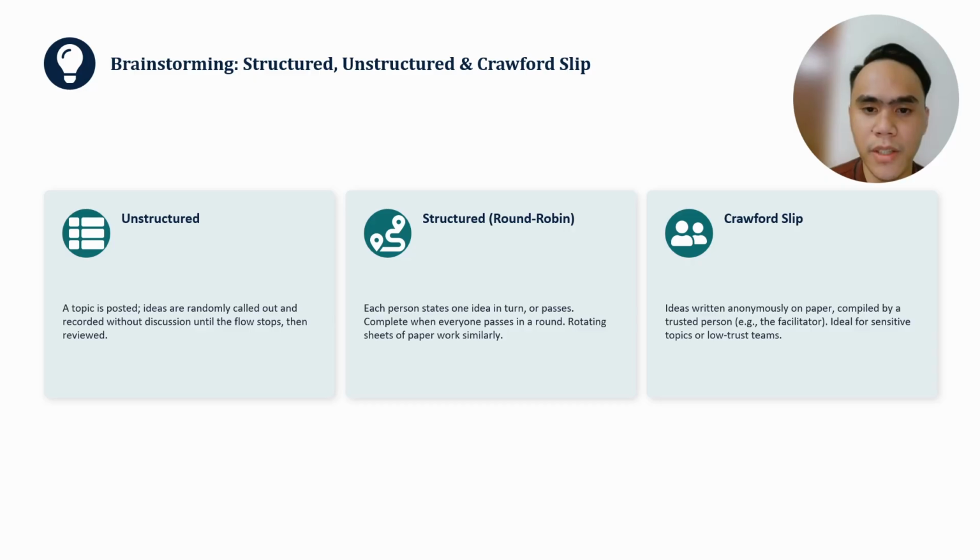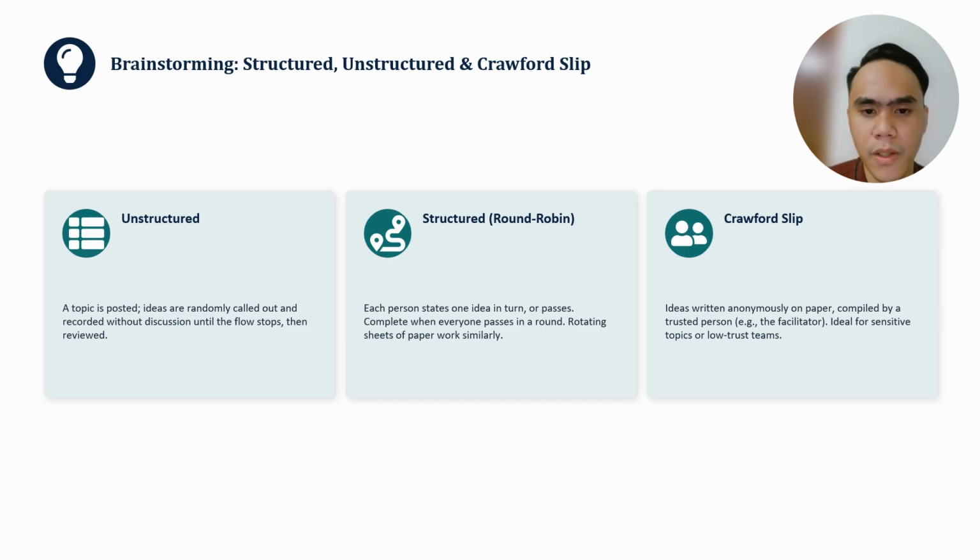A similar variant posts several sheets of paper around the room, each with a topic or problem at the top, and team members rotate between sheets, writing ideas as they go until everyone has contributed to every sheet. Another simple variant is to circulate sheets of paper among the group instead of posting them on walls. And then there's a specifically named technique called the Crawford slip, which is especially useful when a team is working on a sensitive topic or simply doesn't yet have a high level of trust.